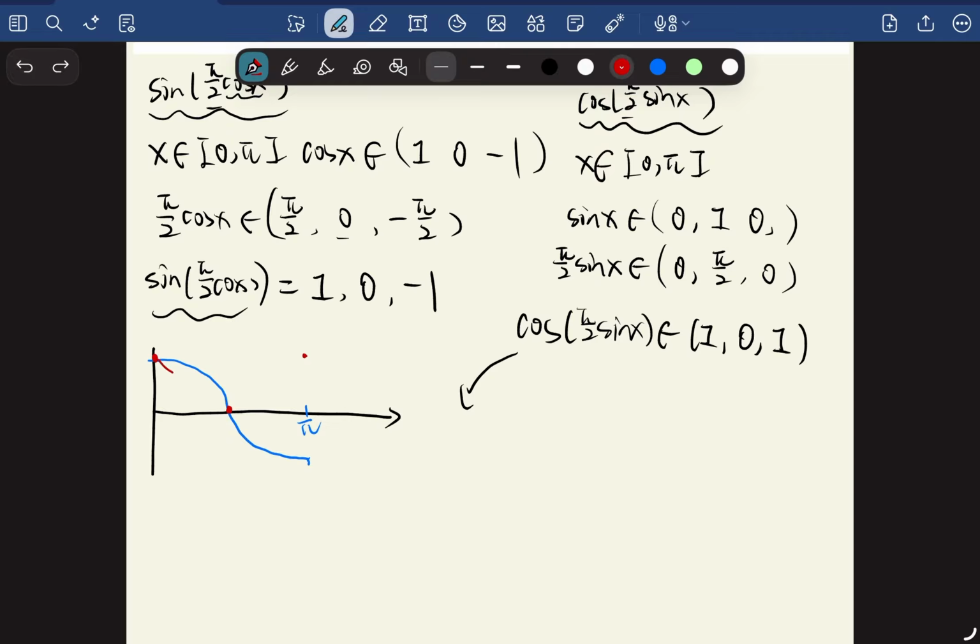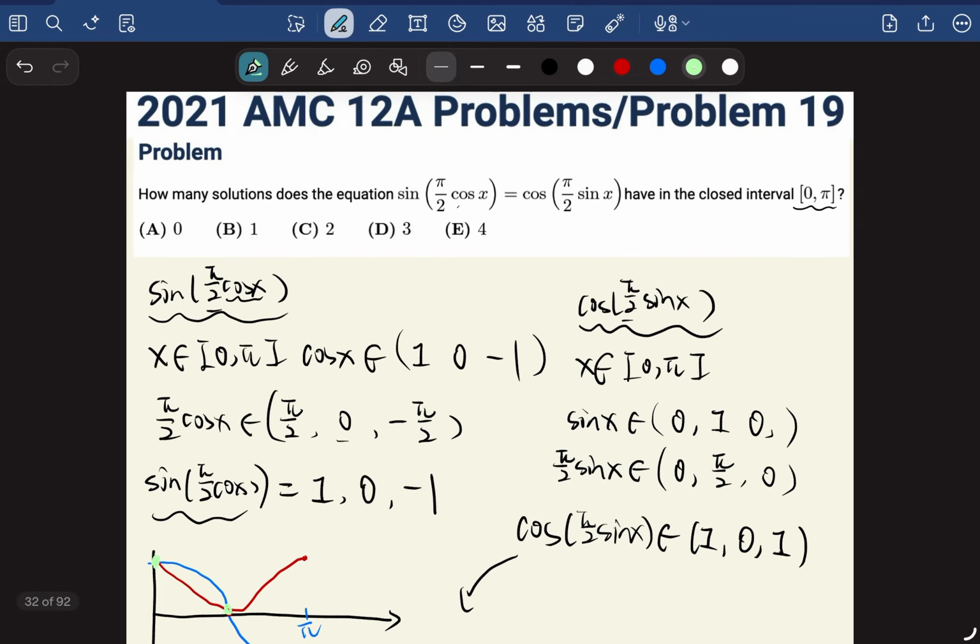Oops, that's a bad function. So like this, right? So how many intersections are there? We have 1, 2, so there are 2 solutions. The answer choice is C.